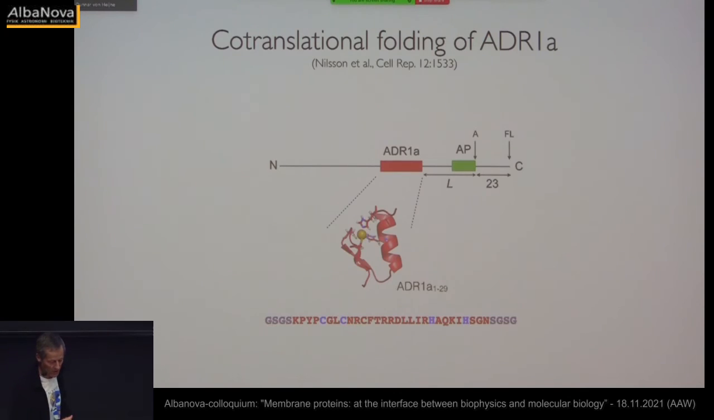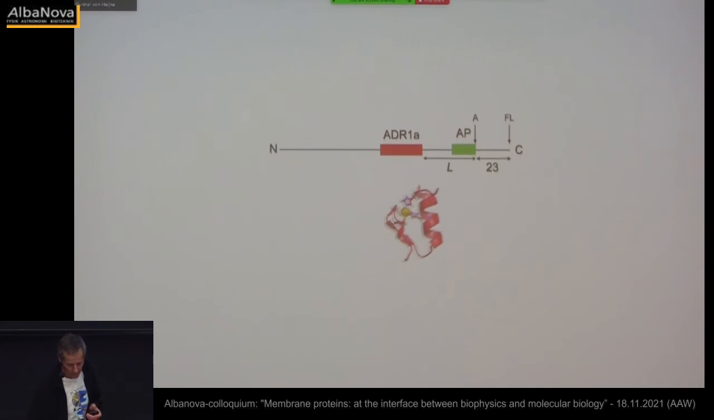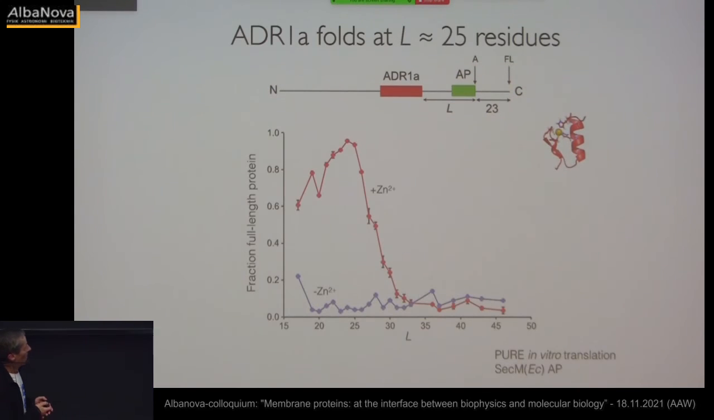So we did the experiment. We took a small protein, only 29 residues long. It's one that binds zinc, and it only folds if it binds zinc ions. That turned out to be important. We made all these different constructs where we changed the linker length between the protein and the arrest peptide. Then we had this extra bit so we could separate the full-length and the arrested. For a lot of different linker lengths, we just measured the fraction full length.